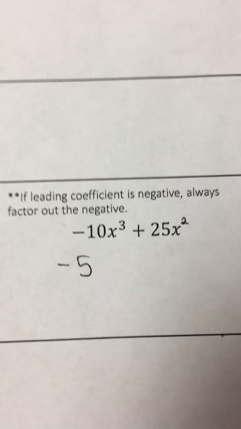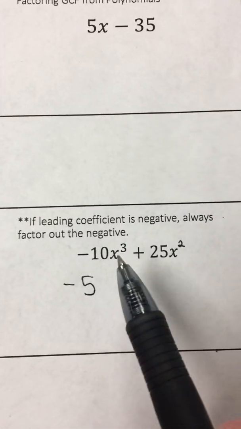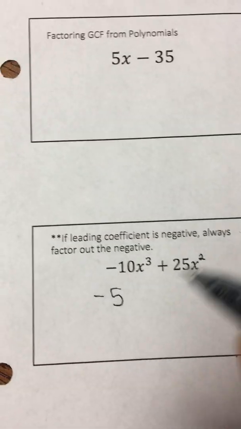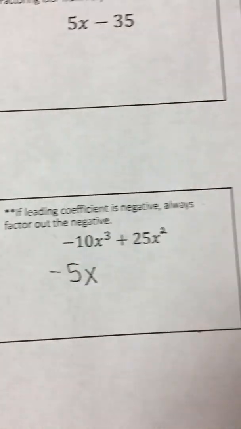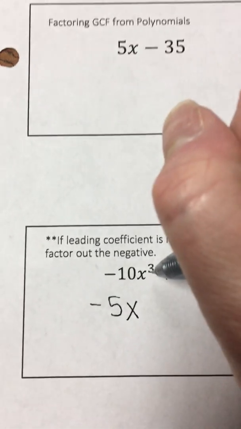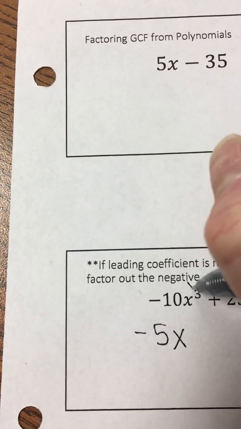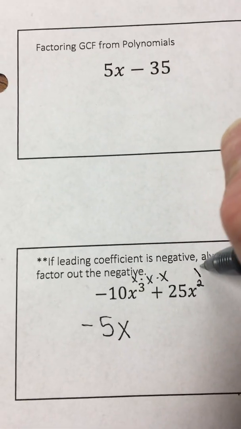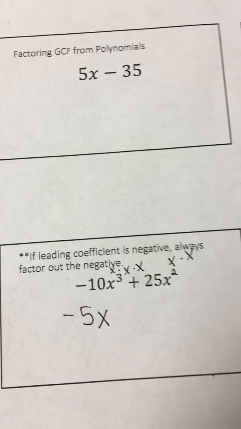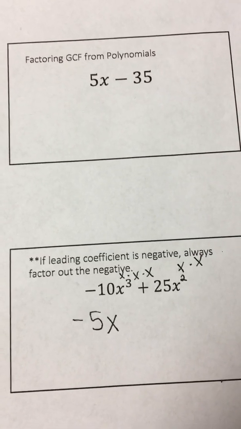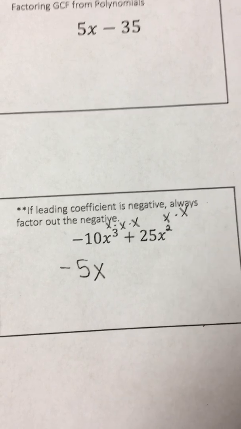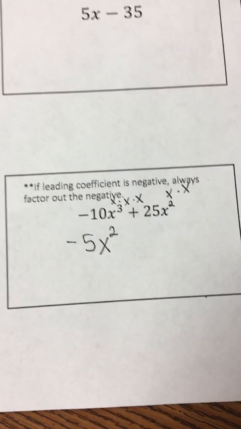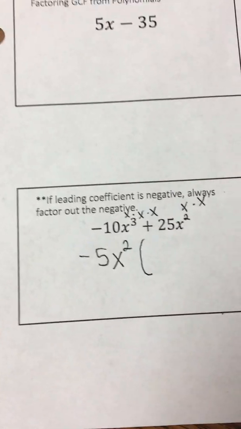So once we factor out a negative 5, now what we need to do is look at our x's, our variables, and see what variables they have in common. Well, we see that they have an x in common, but then when we look closer, this is x cubed. X cubed is the same thing as saying x times x times x. X squared is the same thing as saying x times x. So when I write it out in expanded form, you can see that they actually have x squared in common. So I'm going to add the squared to our GCF. Now I add the parentheses.